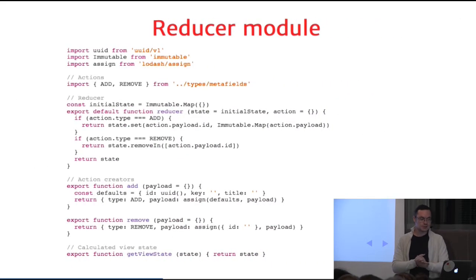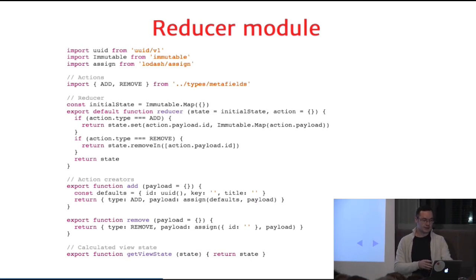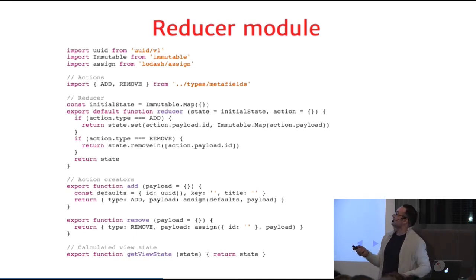So this is what the duck module looks like. First, I import actions from the types file. So I have two action types, add and remove. Then I create the reducer itself. So as you can see, the initial state is an immutable map.